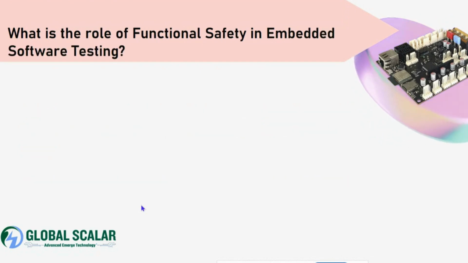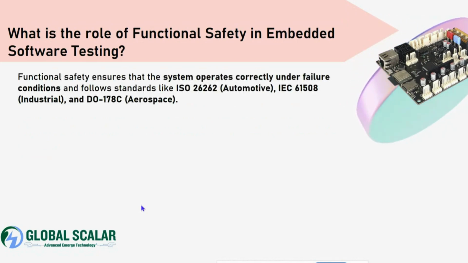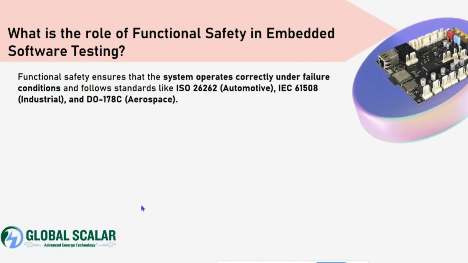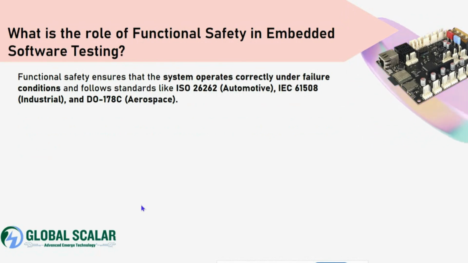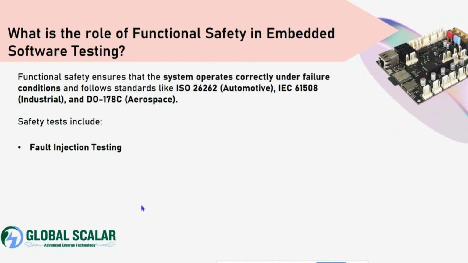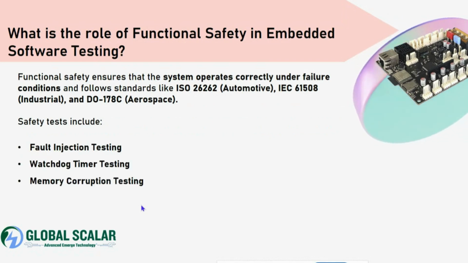What is the role of functional safety in embedded software testing? Functional safety ensures that the system operates correctly under different failure conditions and follows standards like ISO 26262, and similarly for industrial compliance, IEC 61508, and for aerospace standards, DO-178C. Safety testing includes fault injection testing, watchdog timer testing, and memory corruption testing.